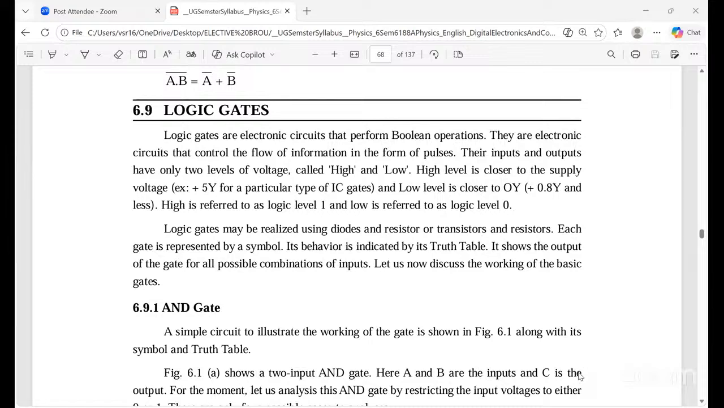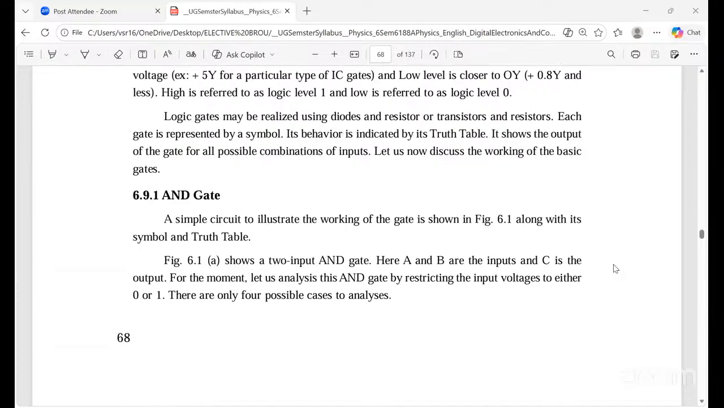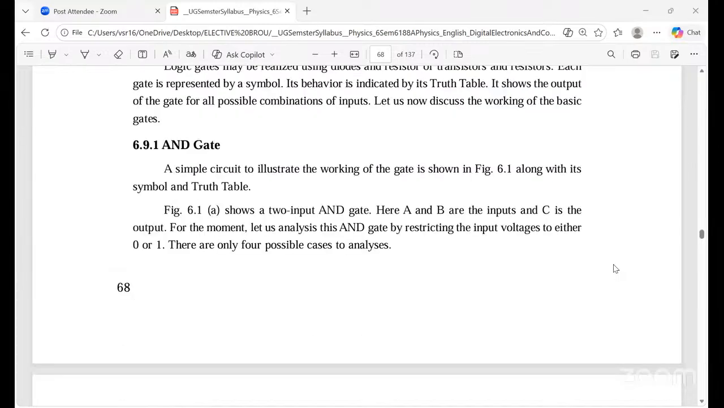You need to verify the truth table also. When both signals are high, or any one of the inputs has a high signal or a low signal, both inputs low, both inputs high, how these operations are performed by these gates, that you need to check out here.